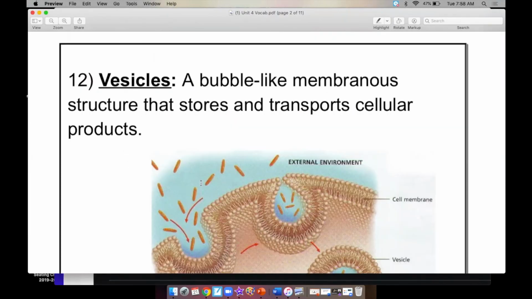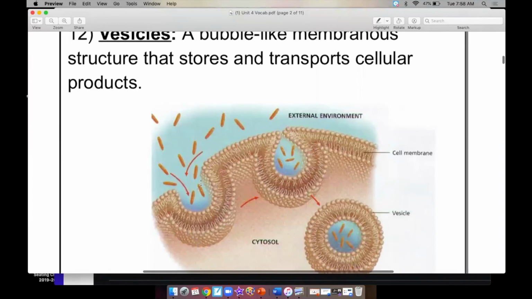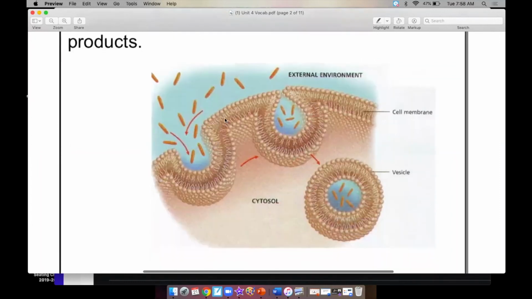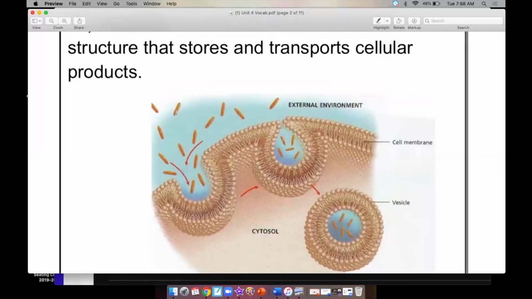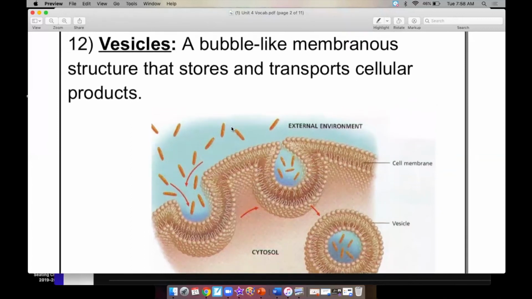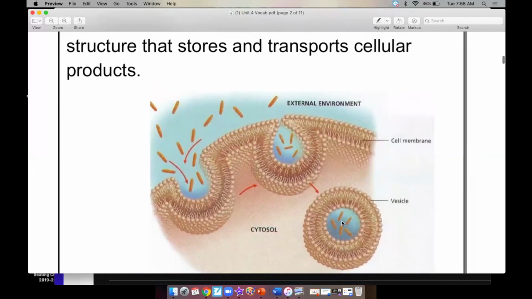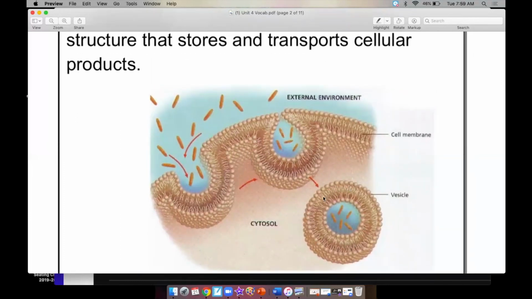So 12, vesicles. A bubble-like membranous structure that stores and transports cellular products. All right, what you're looking at here, this is the phospholipid bilayer, the fluid mosaic cell membrane. And these particles, your cell wants them in, but they're too big to get in. But do you see any pumps? Do you see any proteins? No. So we have a backup system. Your cell is going to bend inward like this, sucking these things in, and then it's going to close off around it, forming a bubble. And that bubble is going to pinch off. So now we have a bubble of cell membrane inside the cell. This is called a vesicle and is used for transport.